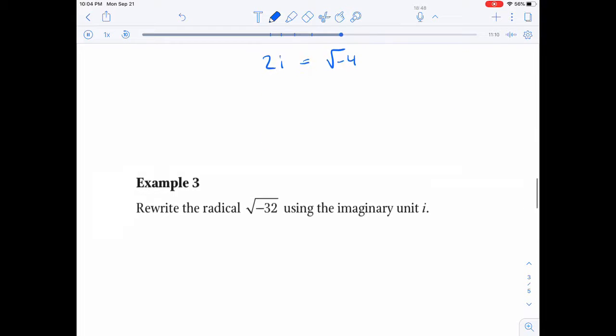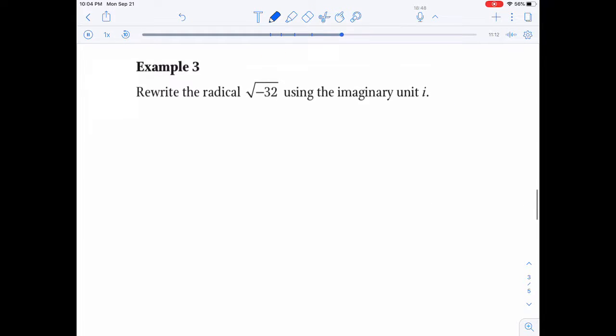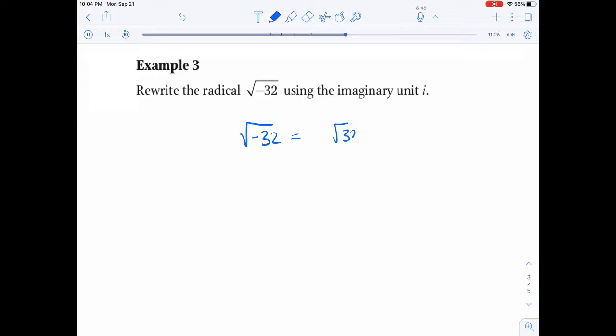Example 3, rewrite the radical, the square root of a negative 32, using the imaginary unit i. So let's write the expression, the square root of a negative 32. That would be equivalent to the square root of 32 multiplied by the square root of a negative 1. The square root of 32 is equal to the square root of 2 multiplied by the square root of 16, multiplied by the square root of a negative 1.